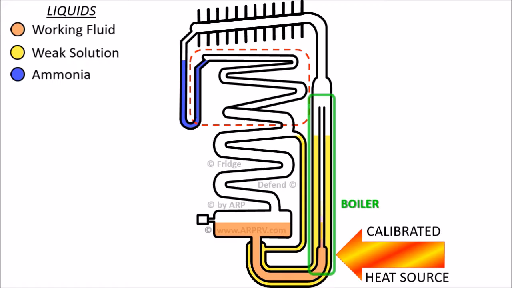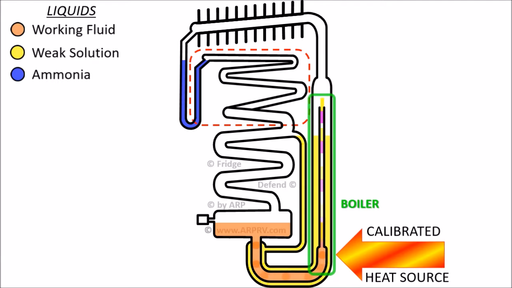Boiler. When a calibrated heat source is applied to the boiler, the liquid ammonia boils, creating ammonia gas. The ammonia gas pushes the remaining liquid weak solution up the pump tube. Thus, the boiler performs a distillation process, separating the working fluid into ammonia gas and the liquid weak solution. The boiler is the heart of the system because it produces the refrigerant, ammonia, and pumps all of the fluids. Therefore, the working fluid flows from the holding tank to the boiler to supply ammonia-rich fluid to drive the pump.